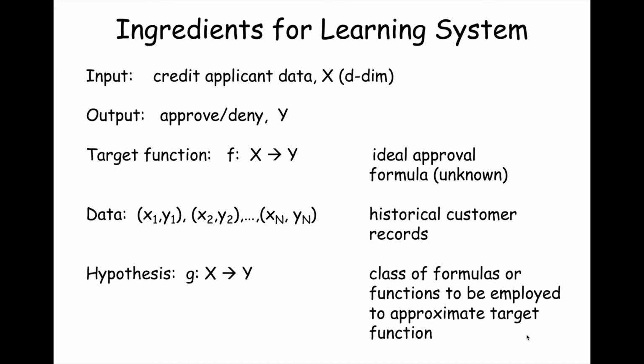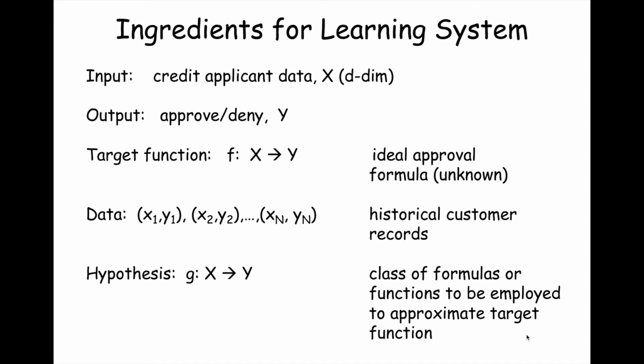So the ingredients. We have an input, and these are credit applications. And from that credit application, let's say you have years in residence and annual salary. That's in 2 dimensions, so d equals 2. So you have your credit applicant data, and the output is going to be an approval or denial output. So approval, you'd say +1, denial, you say -1, right? Doesn't matter specifically what they are, but using +1 and -1 makes it mathematically convenient, and you can automate it.